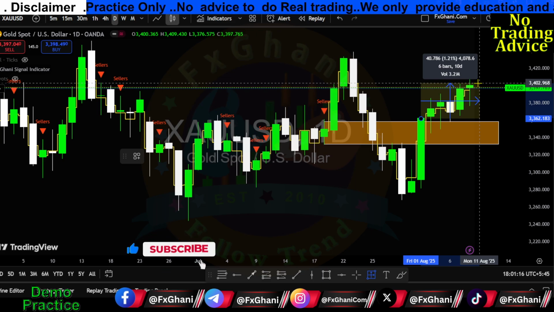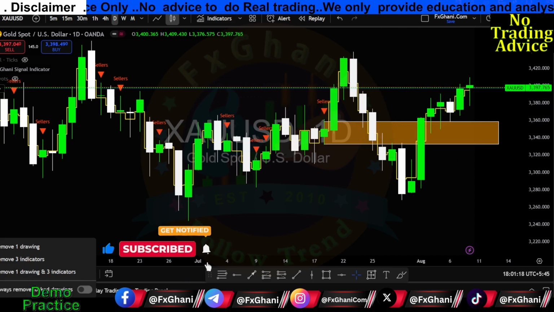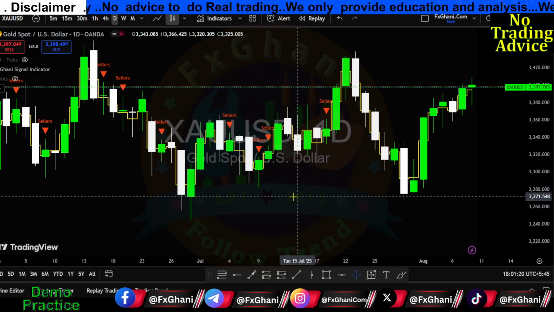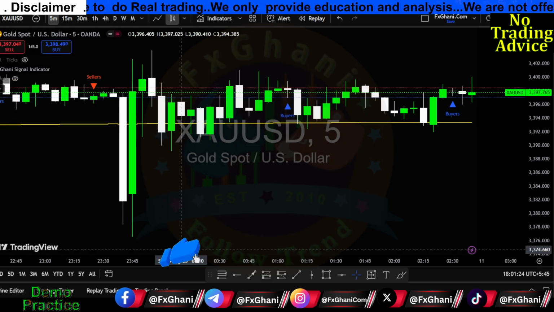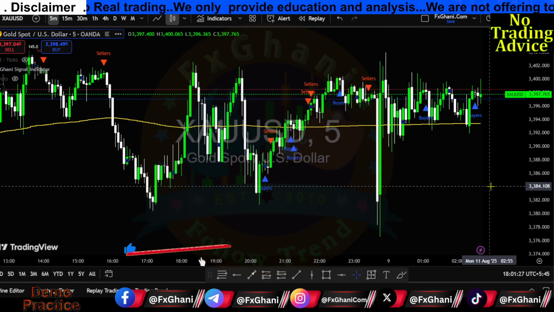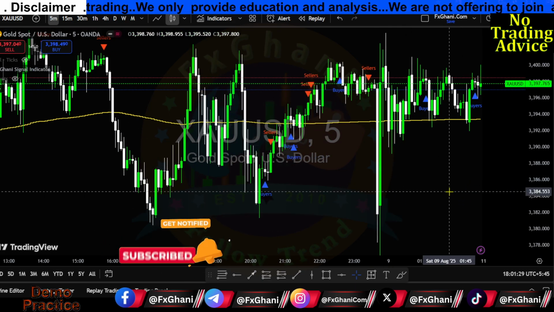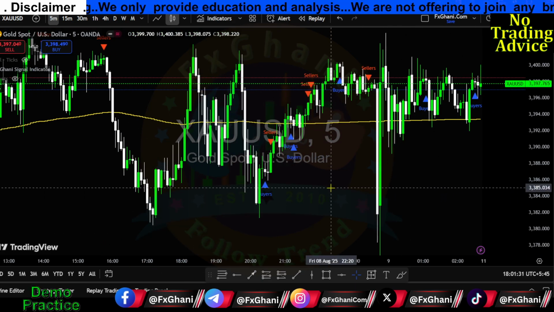Okay, I hope you understand this point. So that's how you can use this indicator in a lower time frame or in a higher time frame, whatever. Okay, main point is strategy. In a lower time frame, this indicator also shows you an exit point.